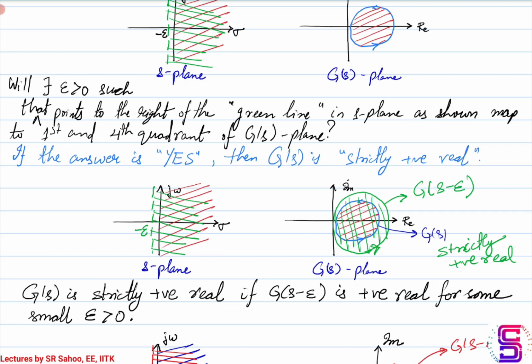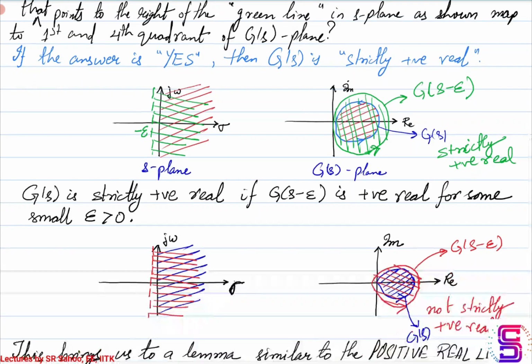Okay, so this essentially means that if you map the entire right half of the S plane, starting from the j omega axis, then the map that you have in the G(s) plane will strictly lie in the first and fourth quadrant, and none of the imaginary components of the G(s) plane will actually be a part of this particular mapping. So G(s) is strictly positive real.